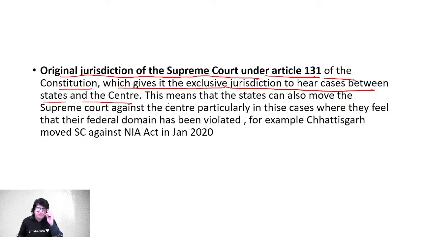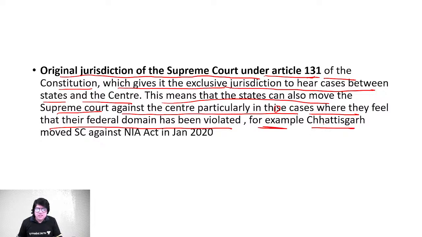And under this, federal polity is protected to a great extent because the states can move the Supreme Court in case the federal provisions are violated by some legislation or orders or acts of the central government. Now, this means that the states can also move the Supreme Court against the center, particularly in those cases where they feel that their federal domain has been violated, right?